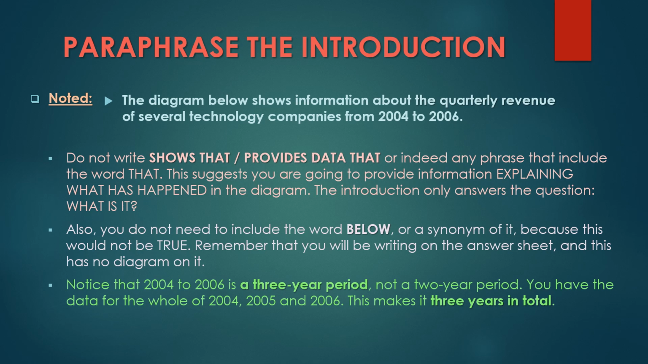Here are some tips that you should bear in mind. First, do not write shows that, provides data that, or indeed any phrase that includes the word that. This suggests you are going to provide information explaining what has happened in the diagram. The introduction only answers the question, what is it? Also, you do not need to include the word below, or a synonym of it, because this would not be true. Remember that you will be writing on the answer sheet, and this has no diagram on it.